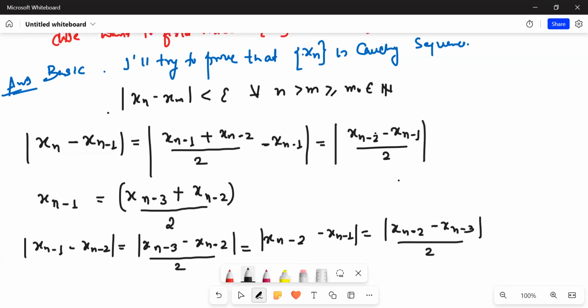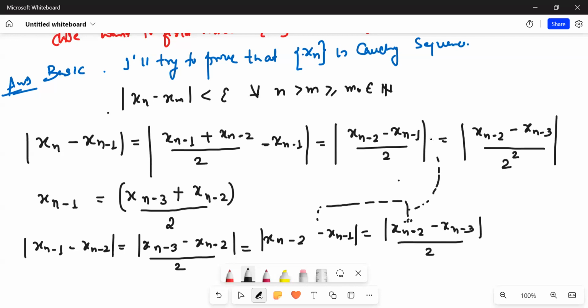So this particular thing, I can write as xn minus 2 minus xn minus 3 divided by 2. So I can write this as xn minus 2 minus xn minus 3 divided by 2 square, because this 2 will come and this 2 is already there. So if I write this instead of this, is that clear or not clear? Please let me know.